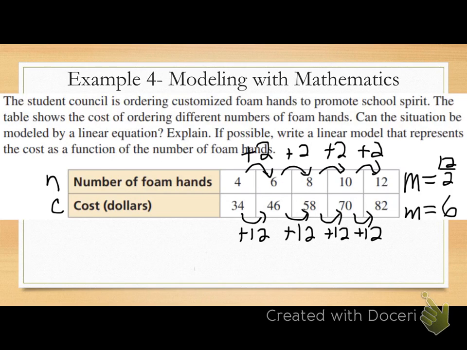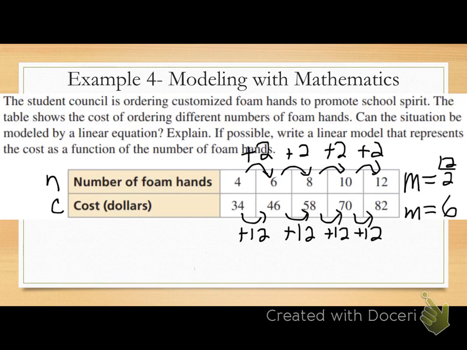Do I know my y-intercept? No, because none of my x values are 0, or my n values, right? So I don't know my y-intercept. So what form are we going to have to use first? You already know. What minus the number? It's point slope form. That's what we're talking about today. Point slope form.